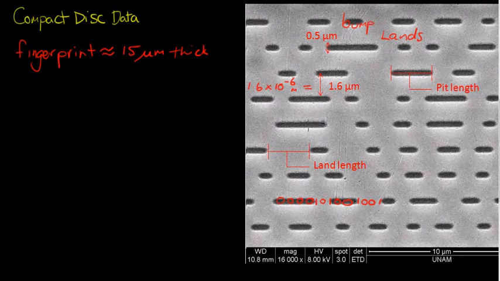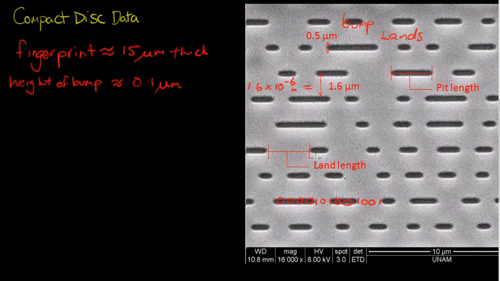And the height of these bumps compared to the land, so how much they stick out coming out of your screen, is approximately 0.1 micrometers. I'll write that as well. Height of bump approximately equal to 0.1 micrometers. So they are very small indeed.